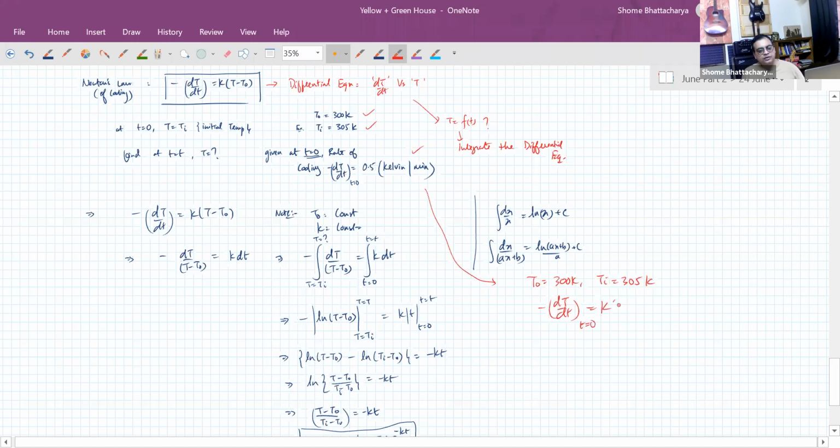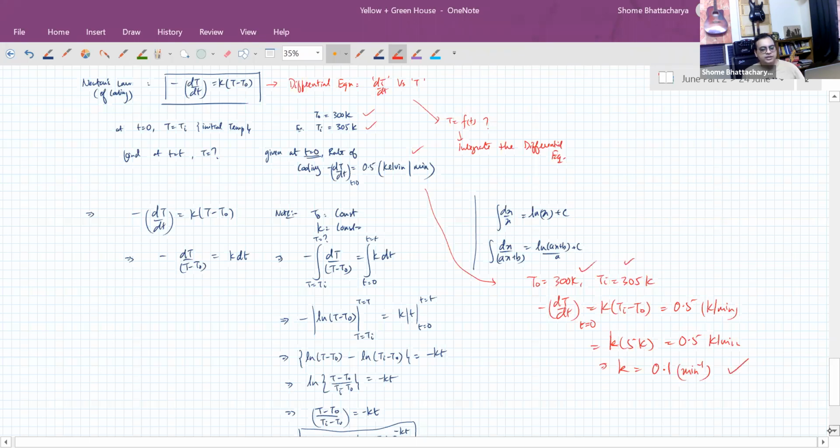that would be equal to k into initial temperature minus T naught, and that is given to us as 0.5 Kelvin per minute. So this is indirectly giving us the value of k. So k into 5 Kelvin is 0.5 Kelvin per minute. Now let's not confuse Kelvin and small k. So this constant of proportionality is 0.1 minute inverse.